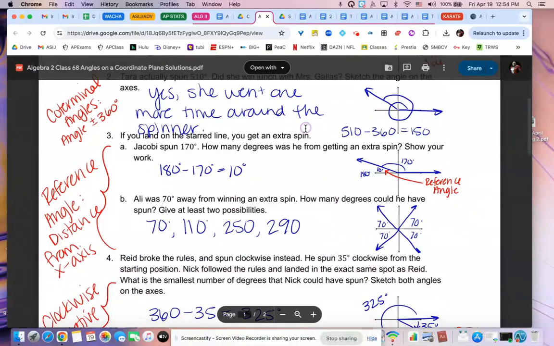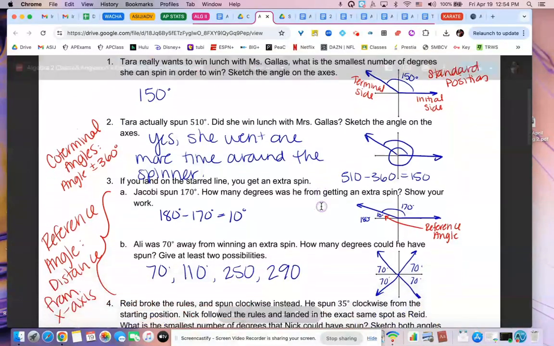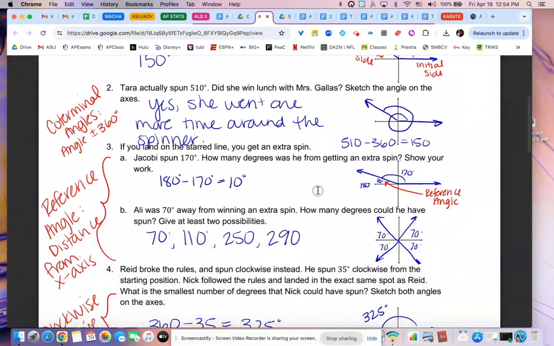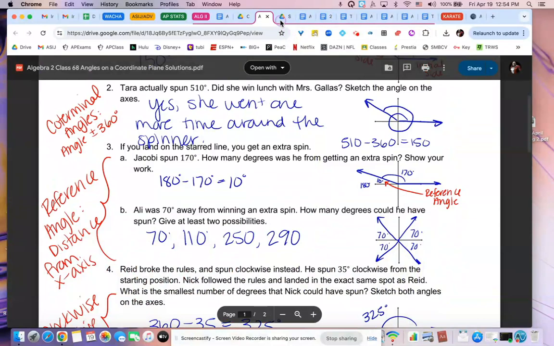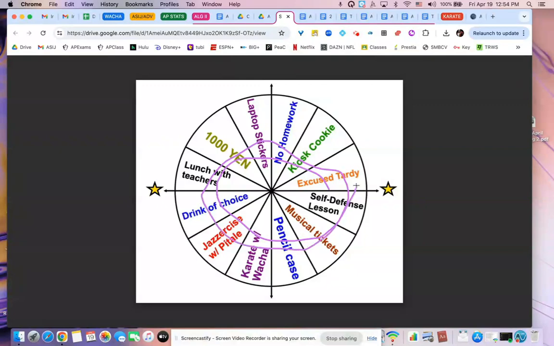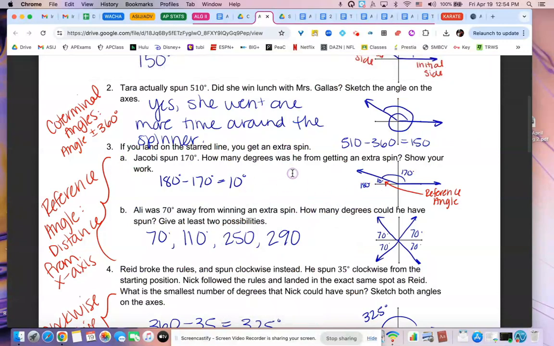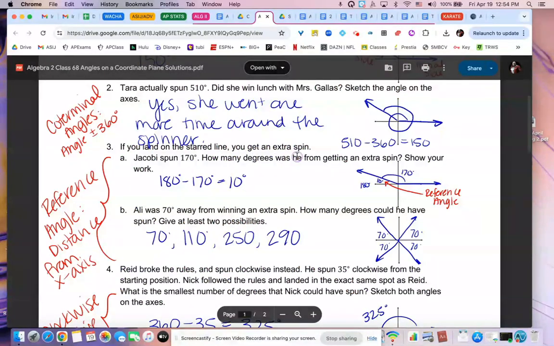All right, so talking about lunch again. So yeah, we know that that's where you get lunch with a teacher. So, all right, if you land on the starred line, if you look, the stars are here and over here. So that's going to be either 180 or 360 or 540 or 720, right? And you can keep going forever. All right. So if you land on the star line, you get an extra spin.